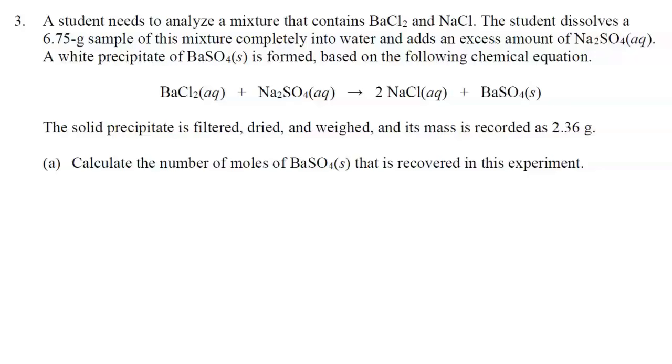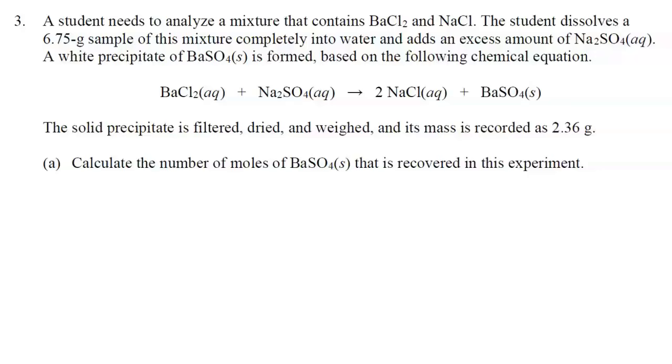The solid precipitate is filtered, dried, and weighed, and its mass is recorded as 2.36 grams. So part A, calculate the number of moles of barium sulfate, BaSO4, that is recovered in this experiment. So to do part A, we don't need to worry about the balanced chemical equation. All we're doing is converting grams into moles.